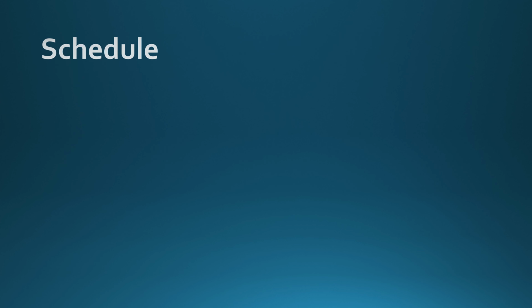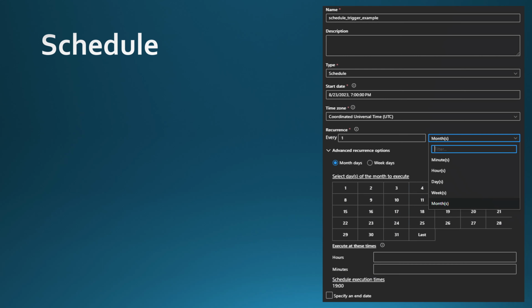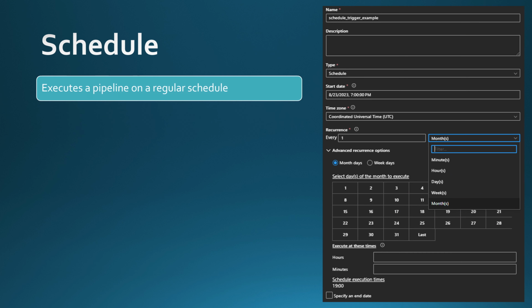Now let's cover schedule trigger in a bit more detail. And here we have the schedule trigger configuration, as it can be seen in the Data Factory UI. Let's digest this configuration in a bit more detail. Firstly, schedule trigger is a trigger that executes a pipeline on a regular schedule, meaning that we can say: execute this pipeline once per day at 11 a.m.